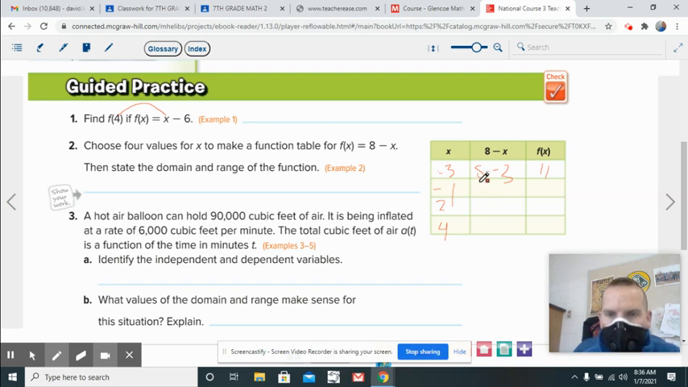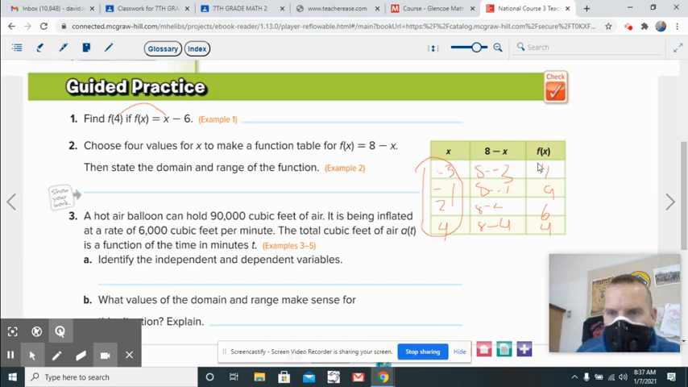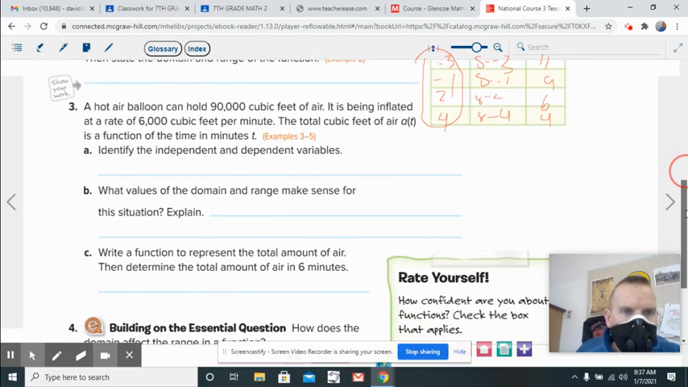And then I would do 8 minus, I get my number, -1, which is 9. 8 minus 2, which is 6. And then 8 minus 4, which is 4. So my domains, again, whatever you use for your x values, that's your domains. Please list them out in order from the least to greatest. Your ranges, that's your y values over here. List them out from least to greatest.